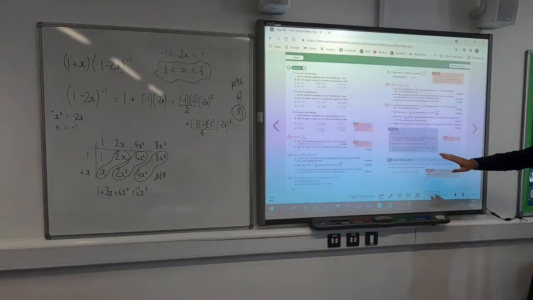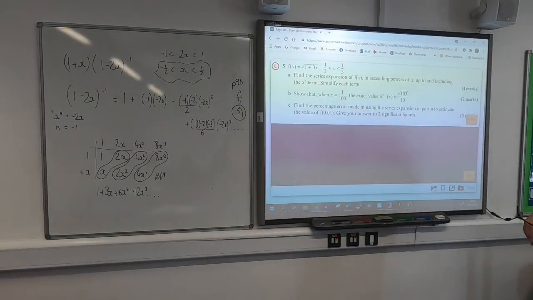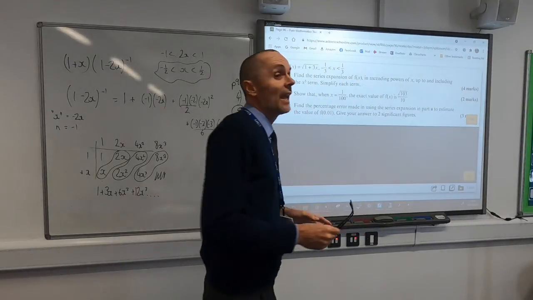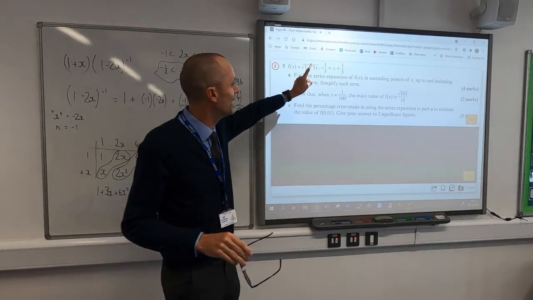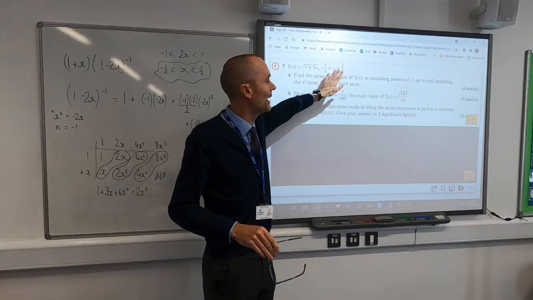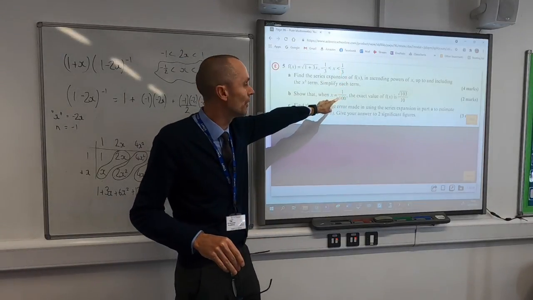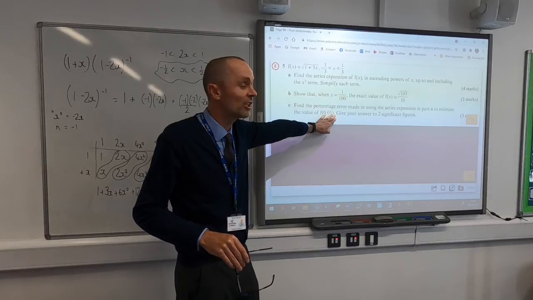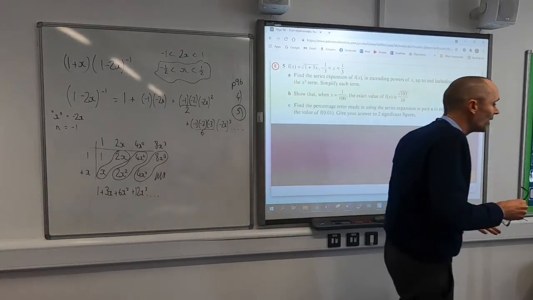So, can I ask you to have a look at question 5 ahead of next lesson? It looks scary, but all you've got to do is to expand 1 plus 3x to the half. They've already given you the validity statement, but that doesn't throw things. You've then got to substitute in x is 0.01 and work out a percentage error. So it's a scary question, actually it isn't that scary.